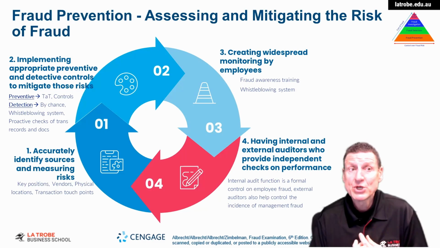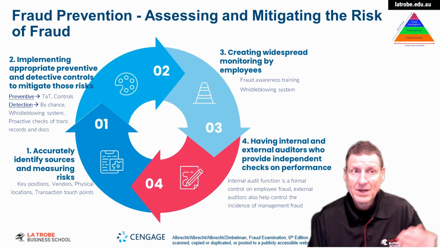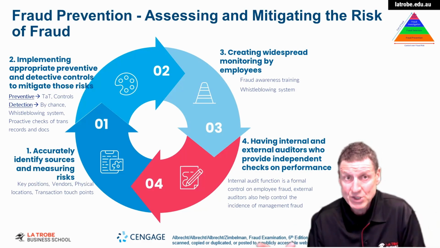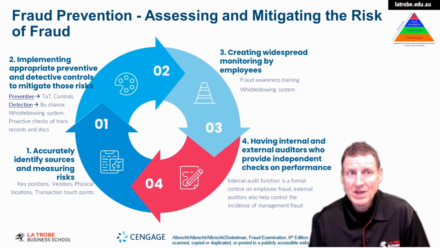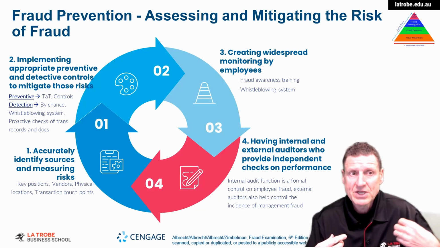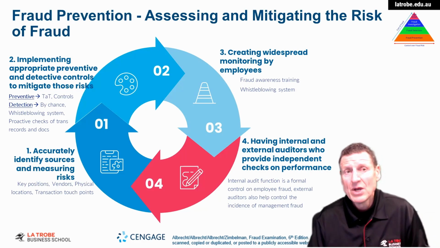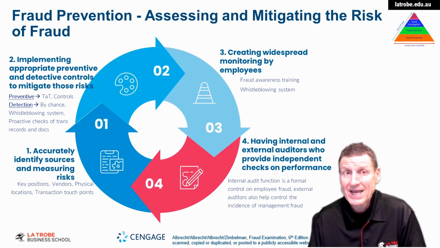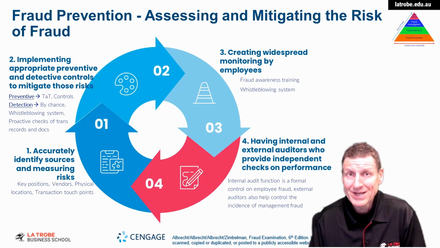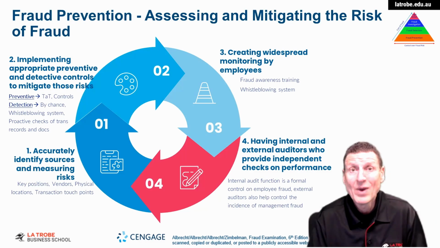And what is that? Number 2, implementing appropriate preventative and detective controls to mitigate those risks. And as I said there, tone at the top, and a whole range of controls that we will go into in the coming weeks. And then there's detection, having a whistleblowing system, having proactive checks of transaction records and documents. Then, related to the fraud awareness training, we're going to create widespread monitoring by employees. So you can't just ask them to go and monitor for fraud if you don't do fraud awareness training.